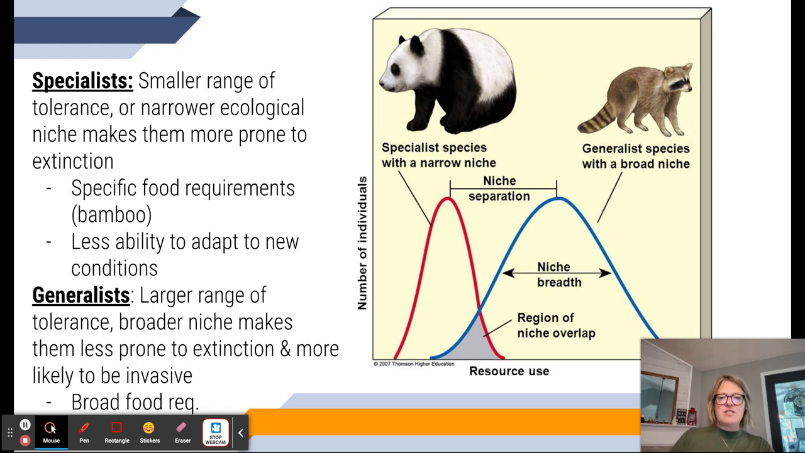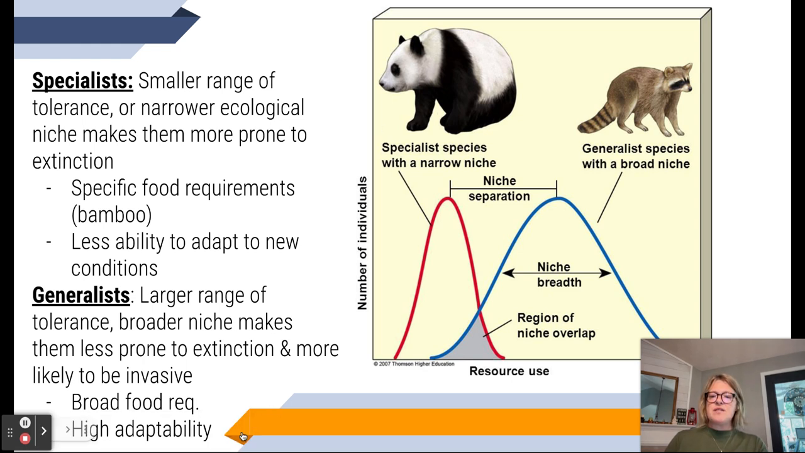So they have very specific food requirements and they have a very small ability to adapt to new conditions. So when I think of a specialist species, one of the first that I think of is something like a panda. If you're familiar with pandas, they tend to live in very specific areas of China in their natural environment, and that's the only place that we actually find them. Their diet primarily consists of bamboo, so they have to eat lots and lots of bamboo. With habitat destruction, that's not a very good thing for the giant panda, and they aren't able to adapt to new environments very well.